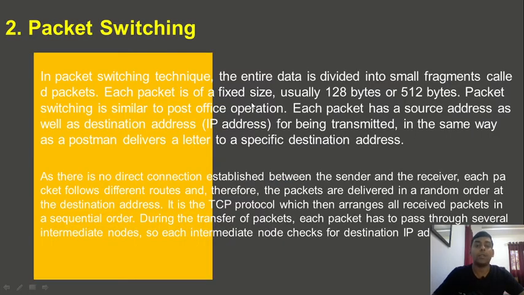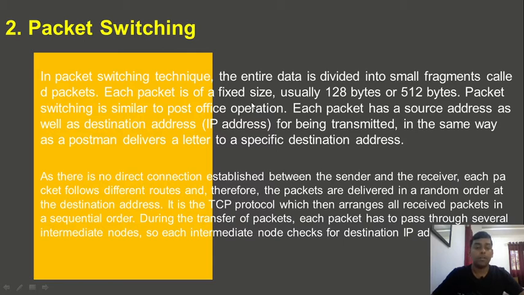Then the second one is packet switching, and in the packet switching technique, the entire data is divided into small fragments called packets. Each packet is of fixed size, usually 128 bytes or 512 bytes. Packet switching is similar to post office operation. Each packet has a source address and a destination address for being transmitted. In the same way, a postman delivers a letter to a specific address.